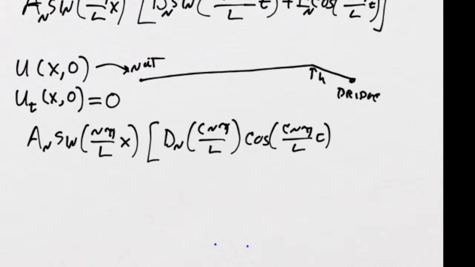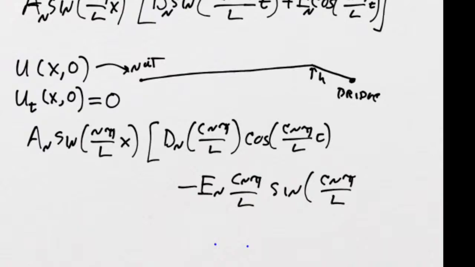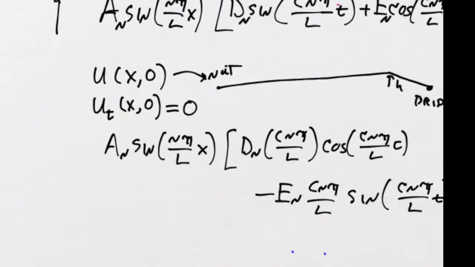And then it's plus, no, it's not plus, it's minus, right? It's minus e_n c_n pi over L sine of c_n pi over L of t, right? Do I have that right? And that is u_n of t. Okay, let's see.